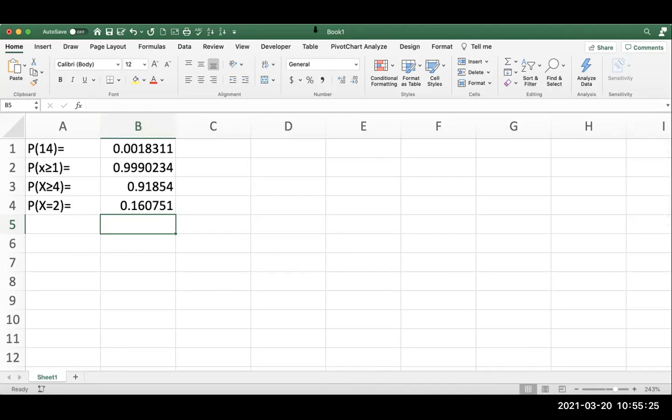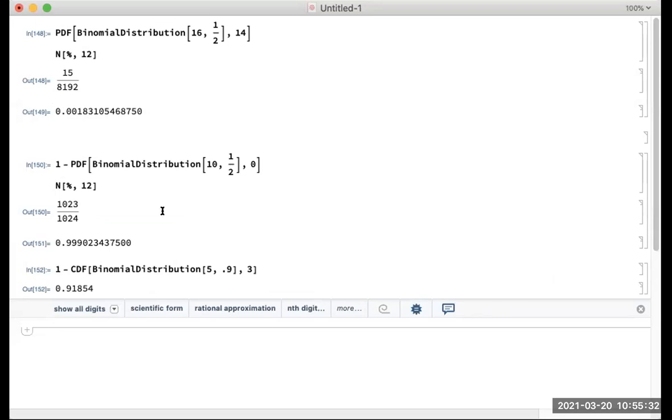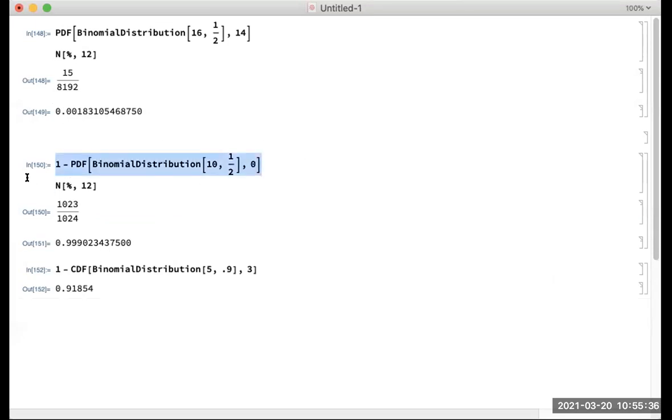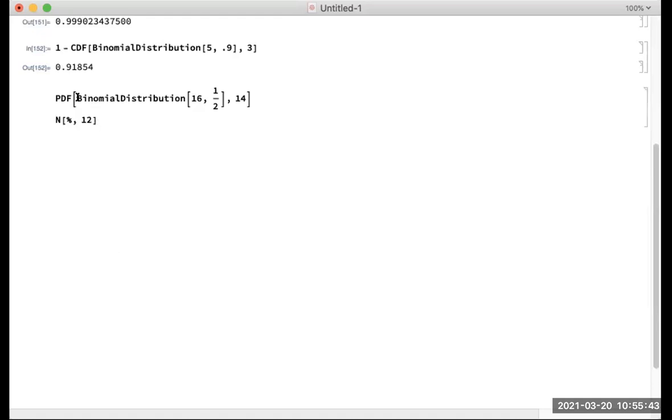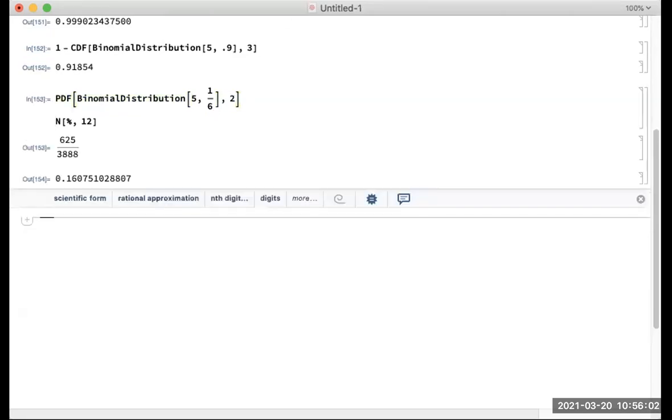Let's do Mathematica. So I want a PDF of the binomial distribution. There are 5 trials. Probability of success is 1 out of 6 of only a 3. And you want to do that exactly twice. So you get 625 out of 3,888. 0.16075, 1028807.